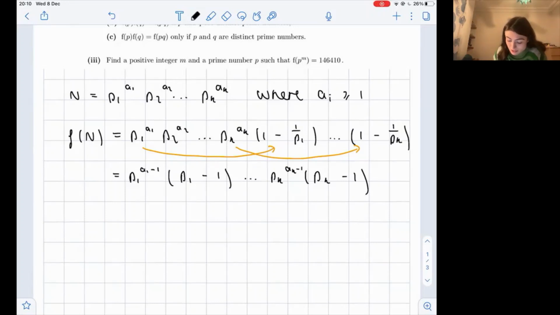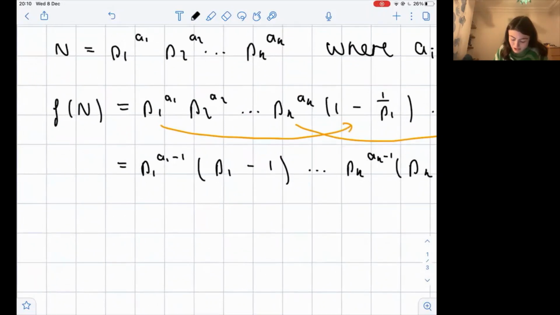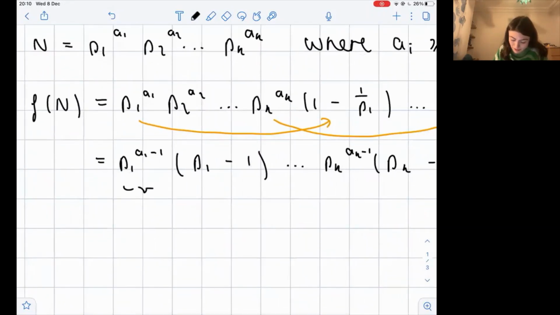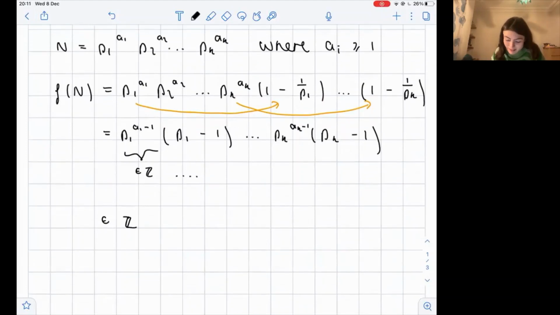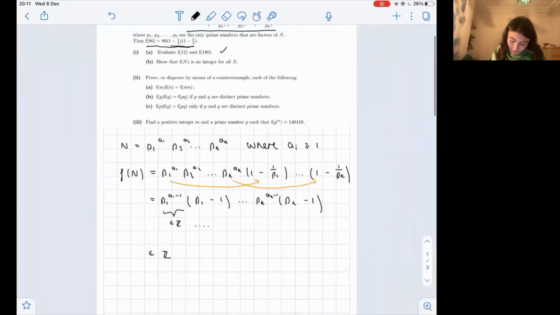And then we've got the other factors, which are p1 minus 1 all the way to pk minus 1. They are also integers. So we've ended up with an integer. In our solution, we should write this is an integer and explain why. If you want to look at a full written solution, go to the website. Okay, great, so that's the next part done.